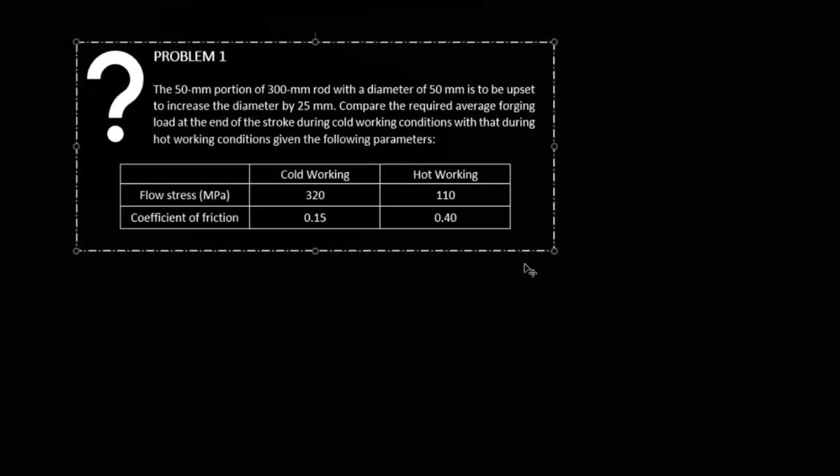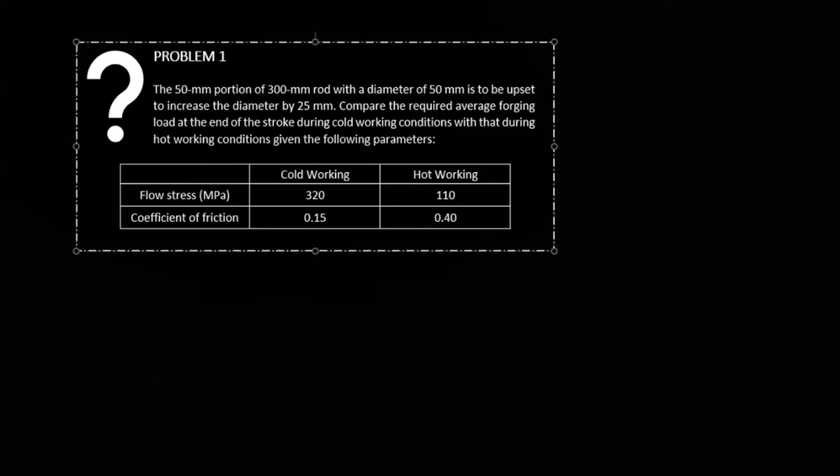So, problem 1: we have a 300 millimeter rod with a diameter of 50 millimeters. Tapos 50 millimeters of that 300 millimeters is i-upset daw natin to increase the diameter by 25 millimeters. Okay? So ito medyo baka confusing sa inyo, no? Upsetting is another term for forging, no? Pero basically, hindi siya other term pala.